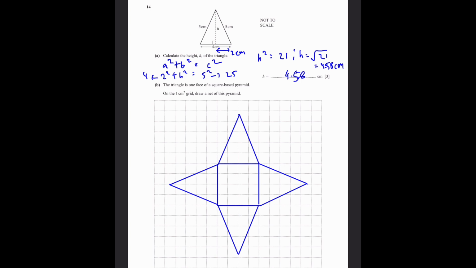And in that, we can just write the measurements, 4 centimeters, and these 4 sides are equal. And then this one's 5 centimeters, and the 8 sides over here are equal, like this. That's the answer.